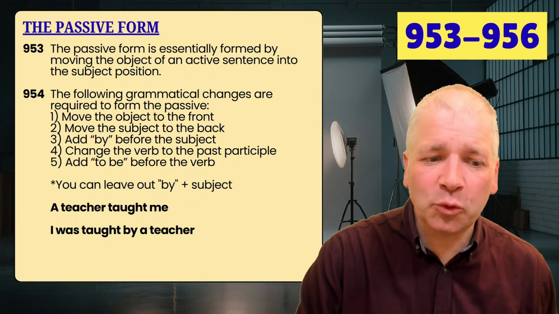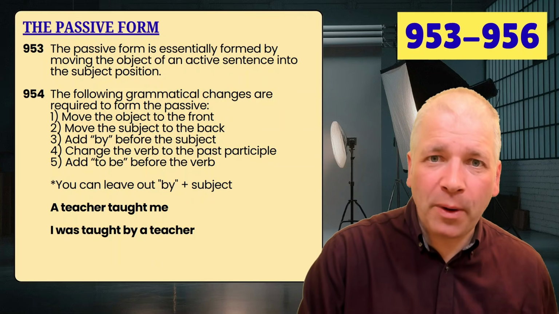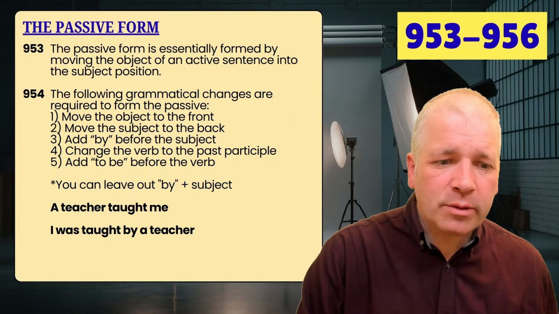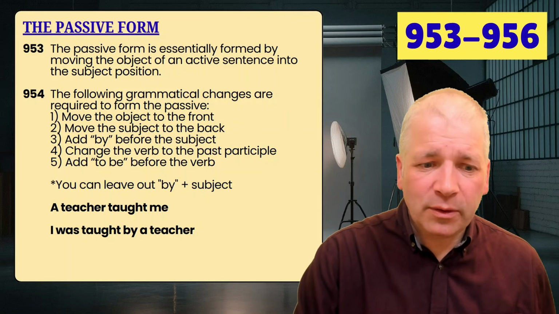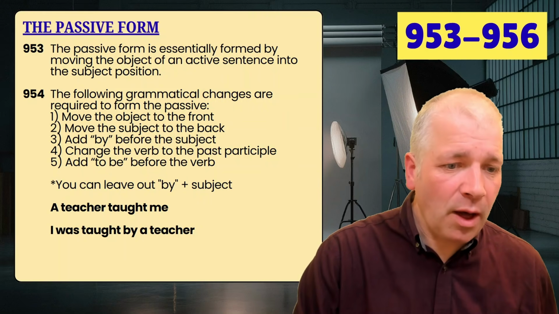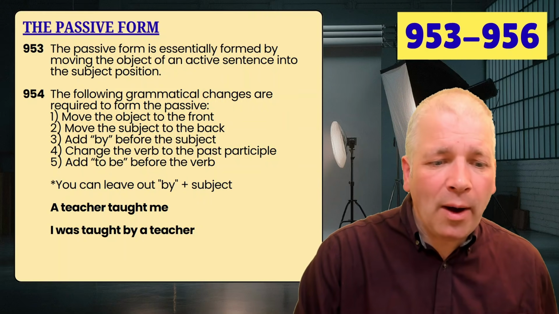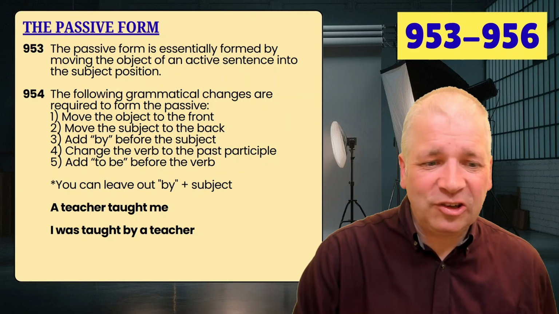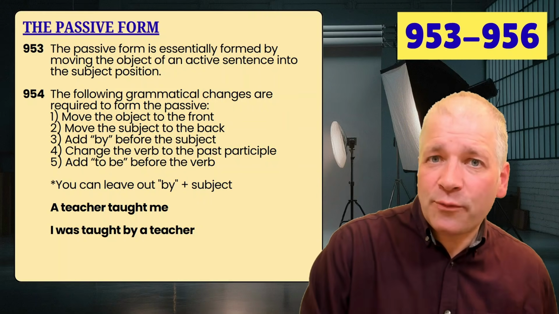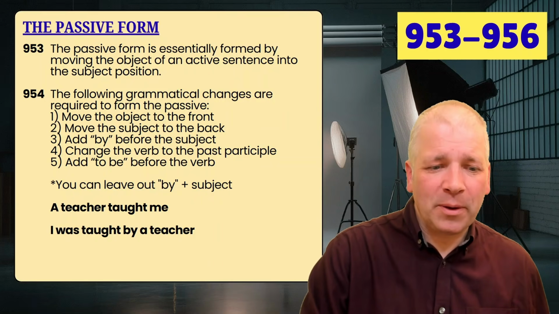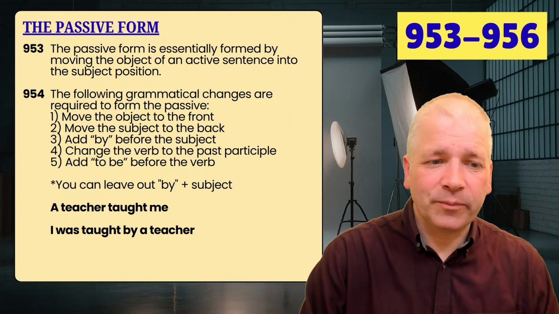So let's look at how this works in practice with an example. A teacher taught me. I was taught by a teacher. So a teacher moves to the back. That's the subject to the back. Me goes to the front, "I". "By" goes before the subject, "by a teacher". The verb changes to the past participle, "taught", and the verb "to be" goes before the verb, "was taught".